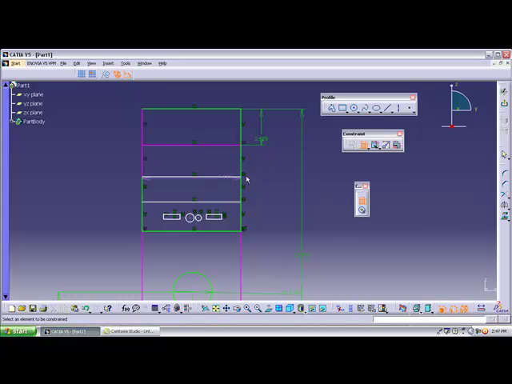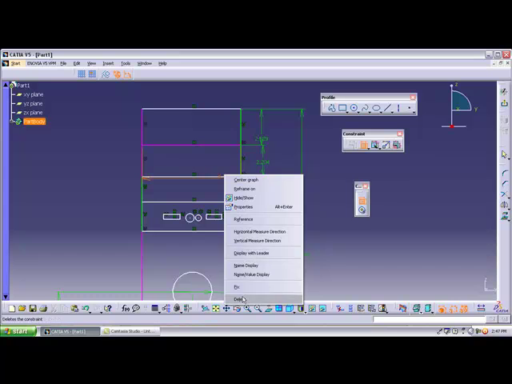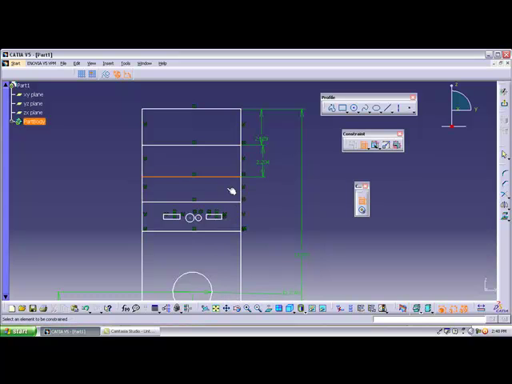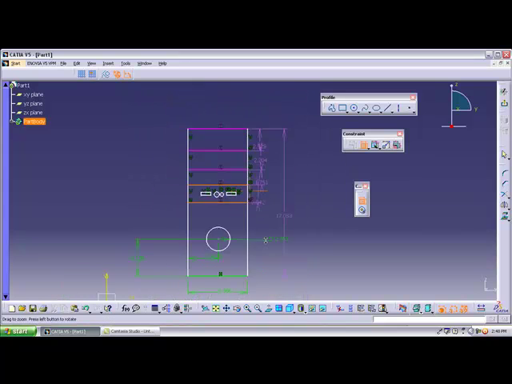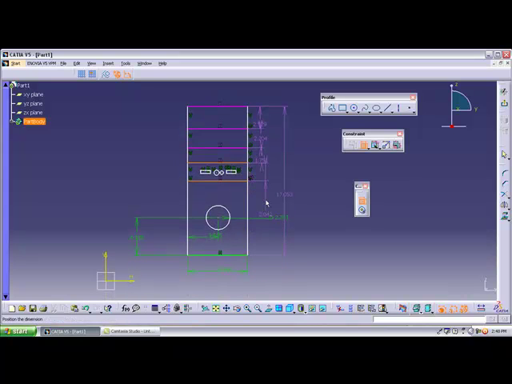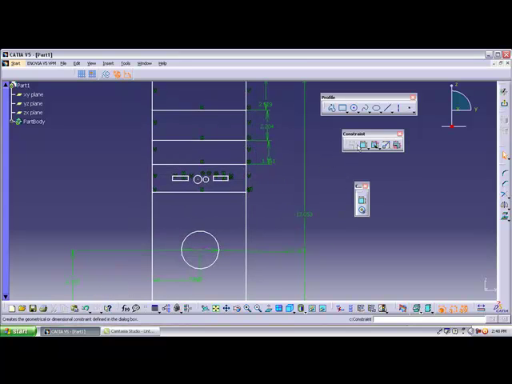Right now, if you want to delete this dimension, select the dimension and delete it, then you can delete the lines also. Select these two lines and drag to the right side, then you will get a dimension of these two rectangles. It makes an over constraint. Why is it making an over constraint? Let me check it. Let me check one more time why it makes the over constraint.